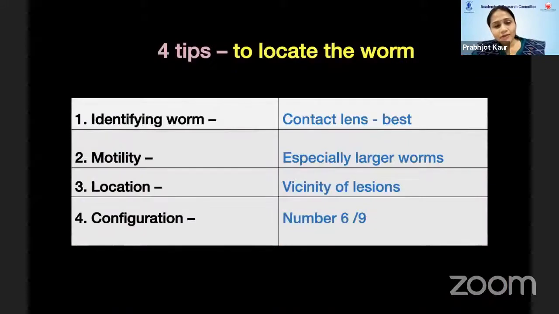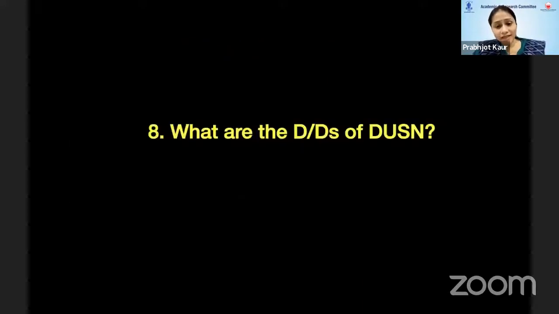So with this, let me give you 4 tips to locate the worm. Identifying the worm, contact lens is the best technique. Motility will be useful, especially with the larger worms. Location of the worm would be somewhere near the vicinity of the lesions. And the configuration, just as we discussed in the previous slide, would be a 6 or a 9 number configuration.